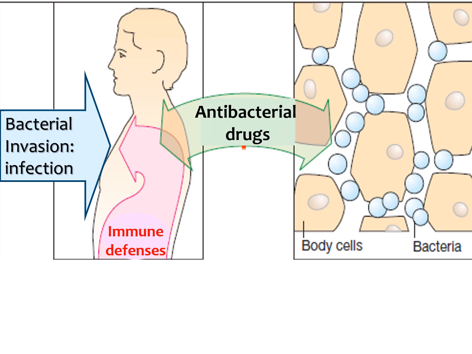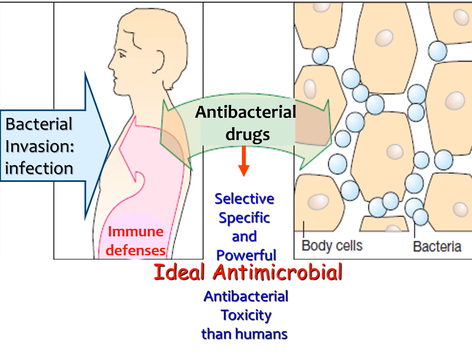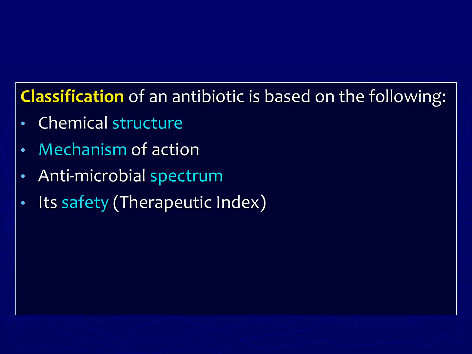Now, for these antibacterial drugs, usually we need an ideal nature. So, an ideal antimicrobial should be selective against the specific infection, specific against the bacteria, and that antimicrobial should be very powerful, should immediately kill the bacteria, the viruses, the fungi, etc., and their toxicity should be only against the bacteria and almost no toxicity against human cells. Obviously, ideals are rarely seen, and we can rarely get an ideal antimicrobial agent.